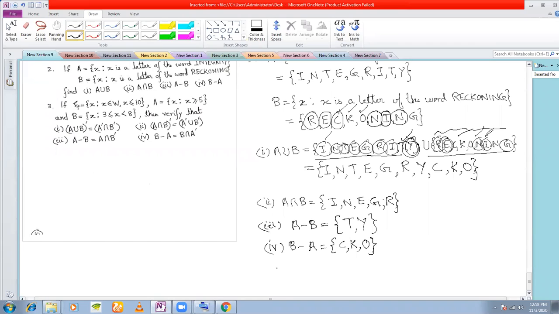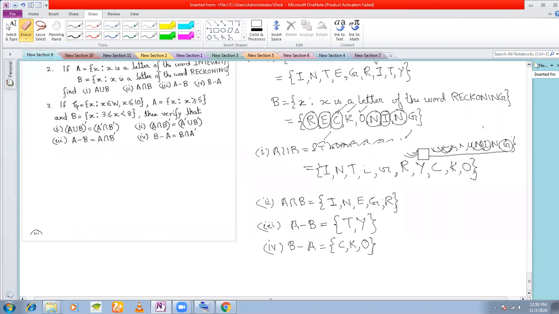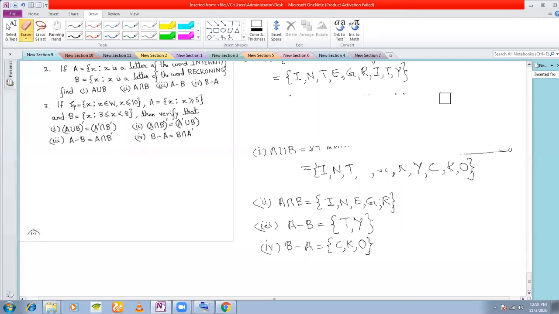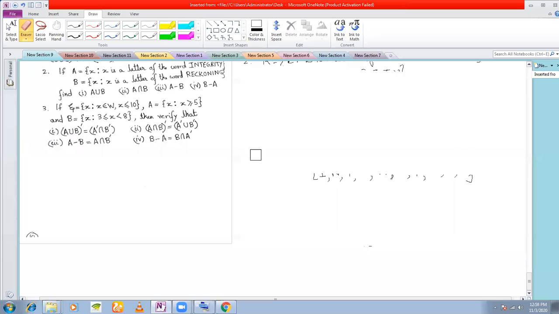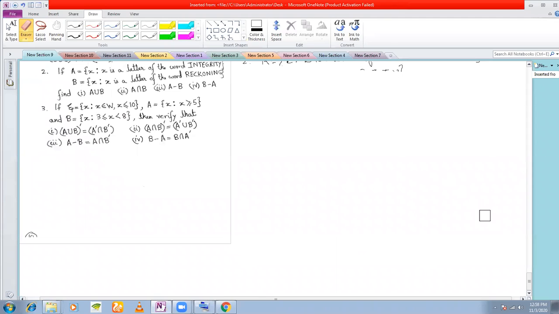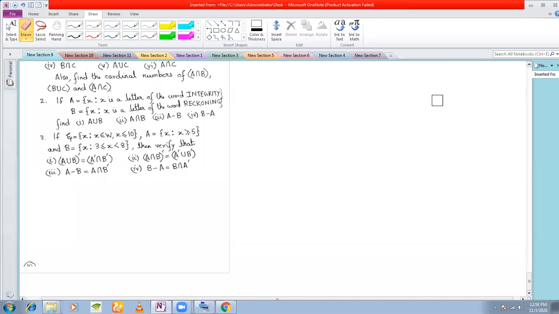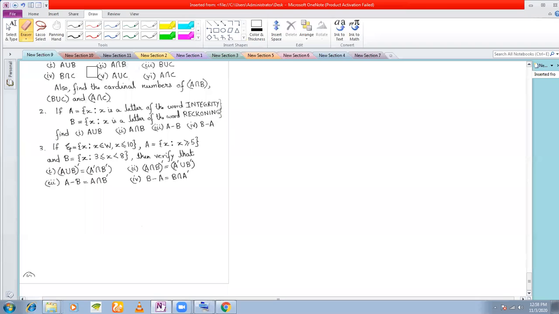So that finishes all the parts of this question. Let us now come to the next question, which consists of the universal set. Xi is given there. The xi we know is the universal set. Universal set is either denoted by a U or a xi. Okay.